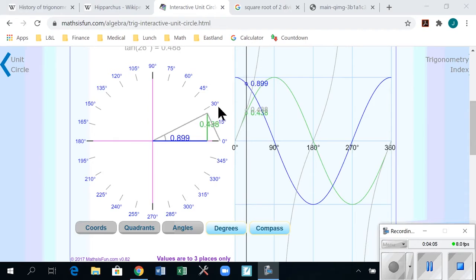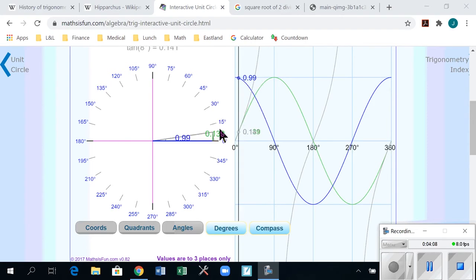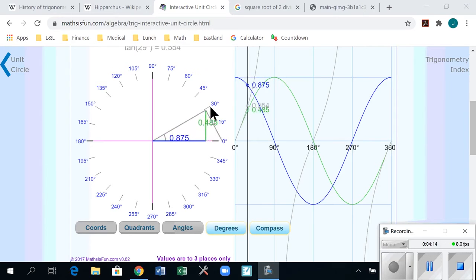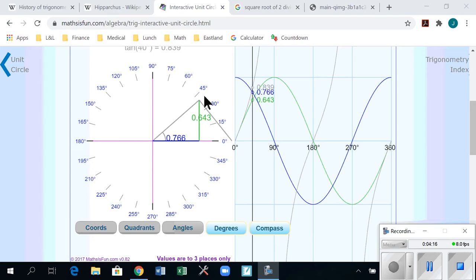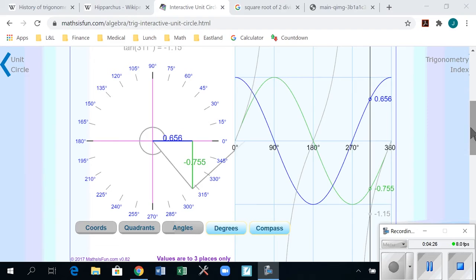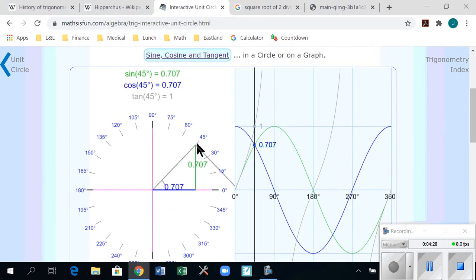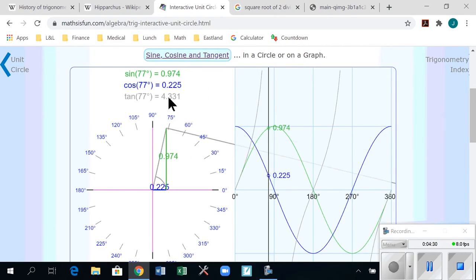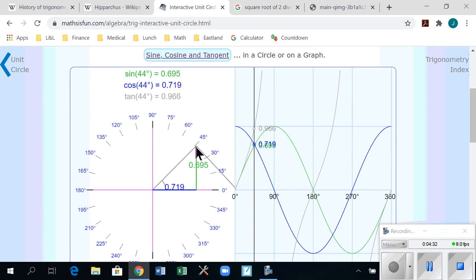Now tangent is this ratio of the green leg divided by the blue leg. So tangent's going to be really small with a small angle. But then you can see how as the green leg starts becoming larger than the blue leg, eventually the tangent is going to become larger. Now here at 45 degree angles, the green leg and the blue leg are equal. So the tangent of 45 degrees, let me show you here, is equal to 1. You can see that on the top of the screen right here, it's equal to 1.